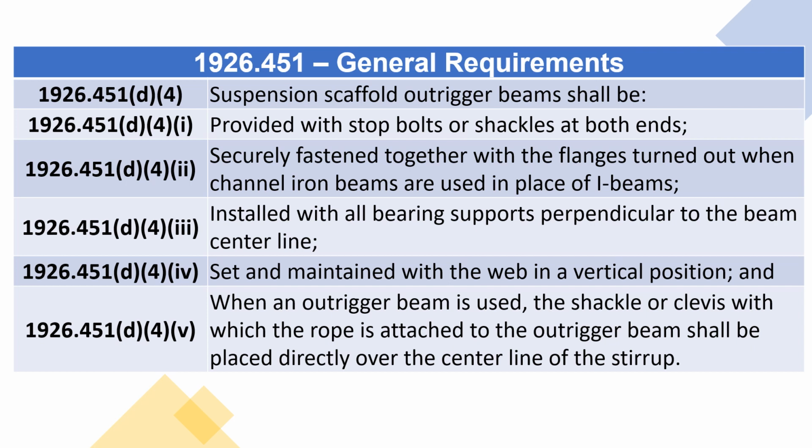1926.451(d)(4): Suspension scaffold outrigger beams shall be, 1926.451(d)(4)(i) through (d)(4)(v), provided with stop bolts or shackles at both ends, securely fastened together with the flanges turned out when channel iron beams are used in place of I-beams, installed with all bearing supports perpendicular to the beam center line, set and maintained with the web in a vertical position, and when an outrigger beam is used, the shackle or clevis with which the rope is attached to the outrigger beam shall be placed directly over the center line of the stirrup.